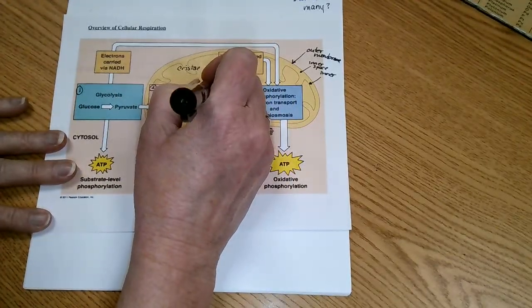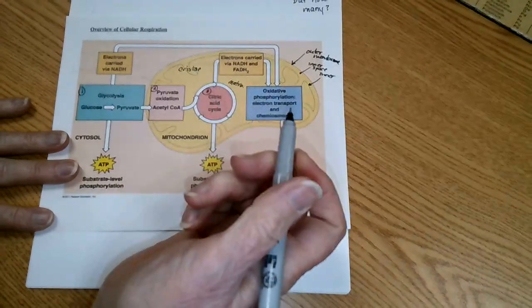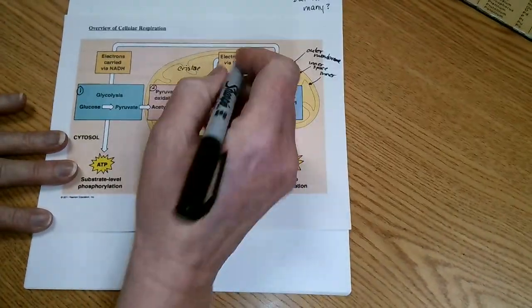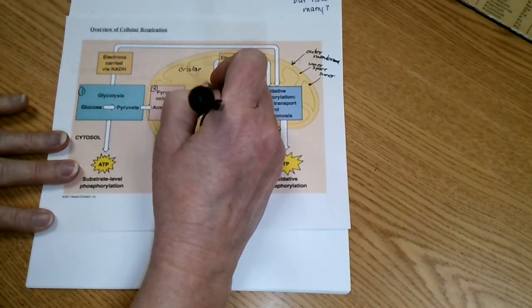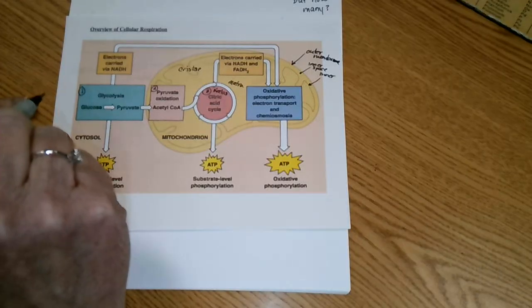The third step is the citric acid cycle. Okay, see, they still say citric acid. Now they call it citrate, but it can also be called the Krebs cycle. So I'm going to write Krebs here, because that's the guy who discovered it.